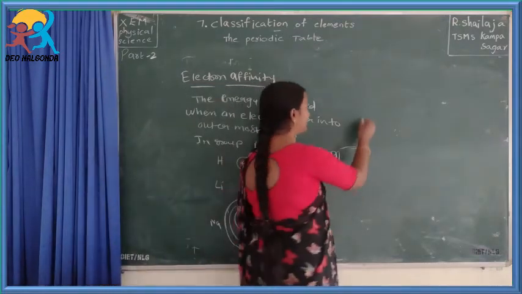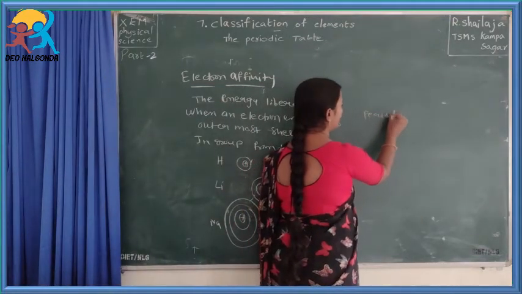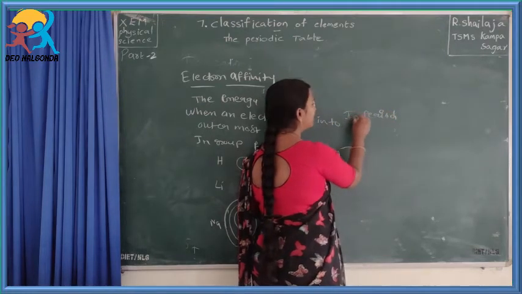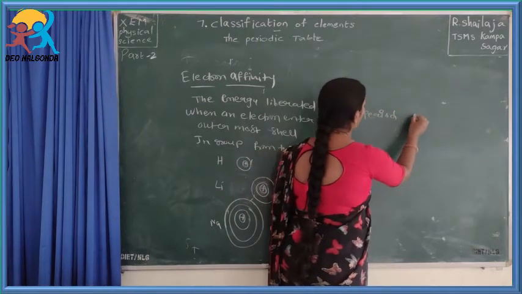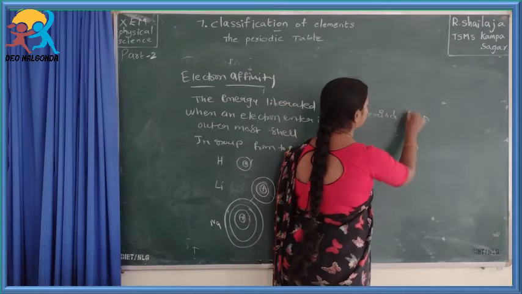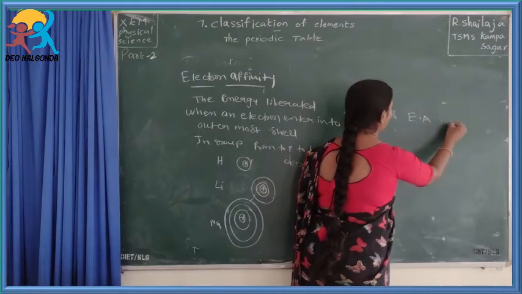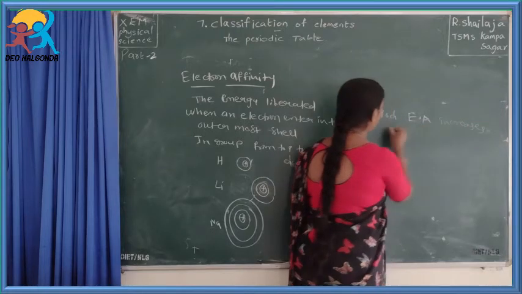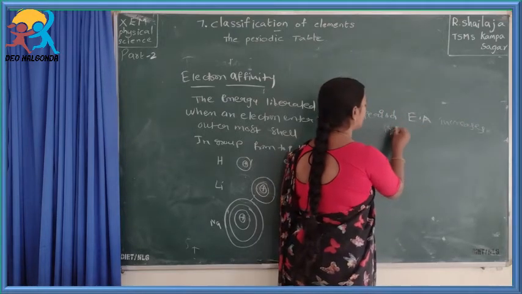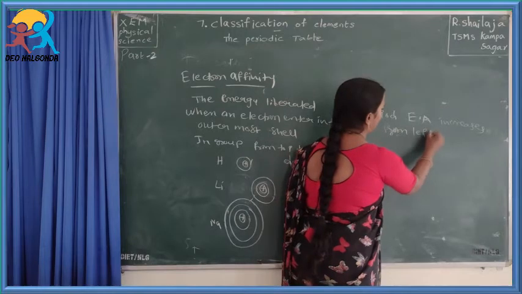Okay, in a period, electron affinity increases from left to right.